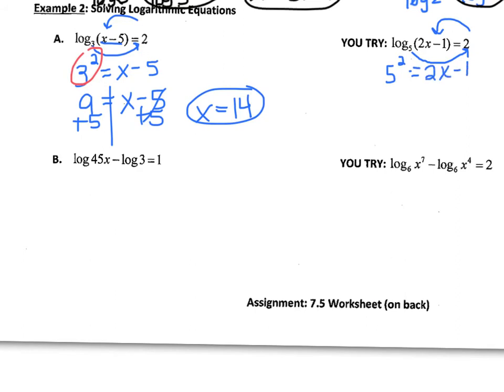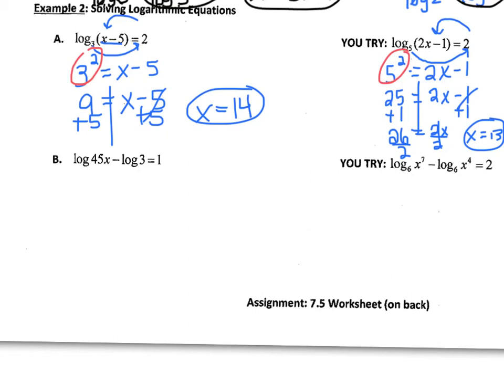So first, take care of the 5 to the second. 5 squared is 25 equals 2x minus 1. So we'll solve this for x. We'll add 1 to both sides and get 26 equals 2x. And when we divide both sides by 2, we get 13.